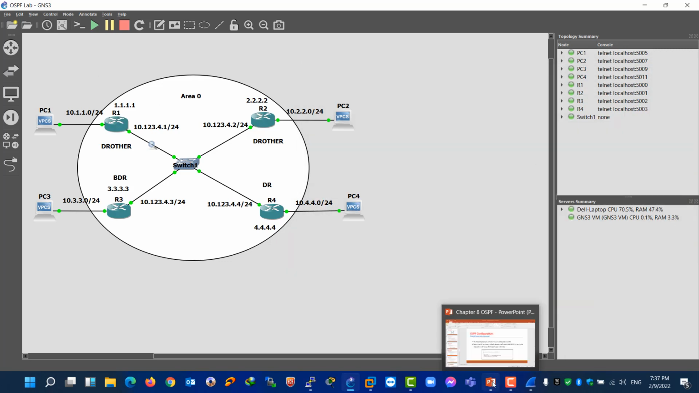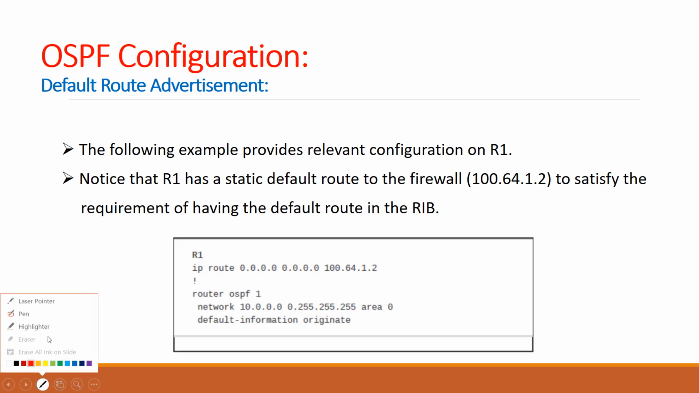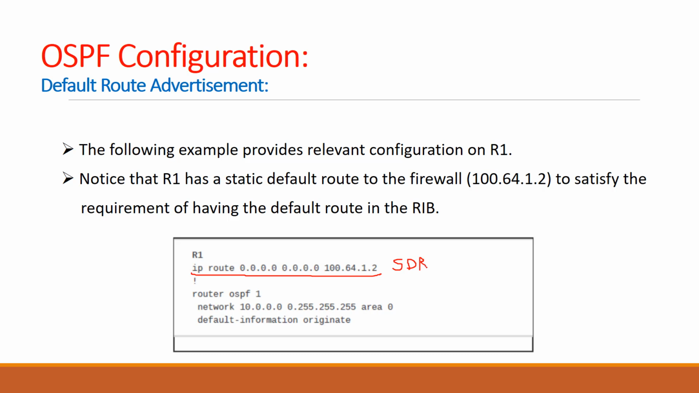Let's go back to our slides. As you can see here, in router 1, IP route 0.0.0.0 is the static default route. And then under the router OSPF process, use default-information originate. If you don't have a static default route, use the always option. But usually you should have a static default route, so you don't need to use the always option.